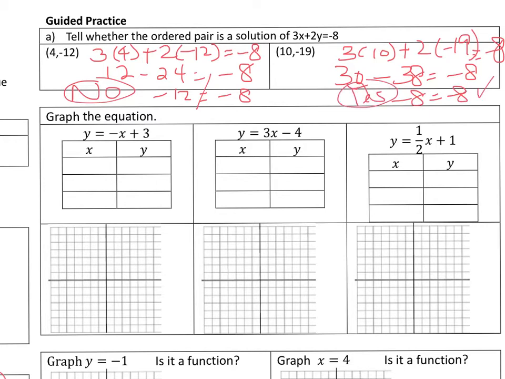Okay, graph the equation. When x is 0, I'm picking a random point, y is 3. When x is 1, y is 2. When x is negative 1, y is 4. And we can just plot. 0, 3; 1, 2; and then we have negative 1, 4.